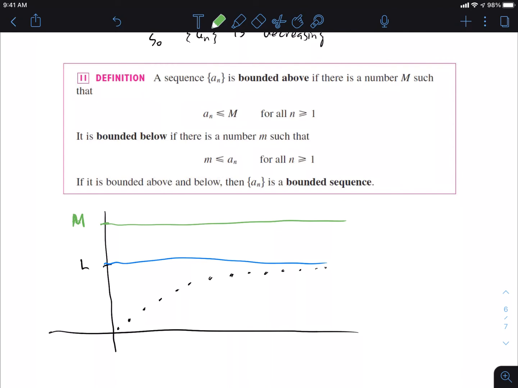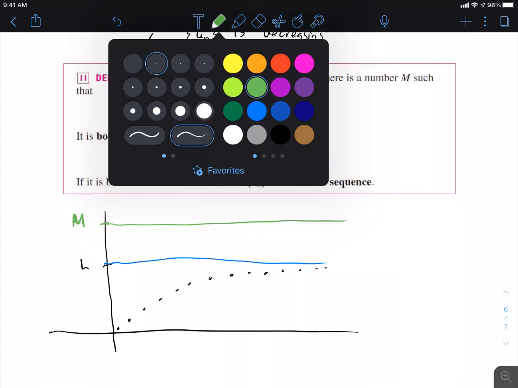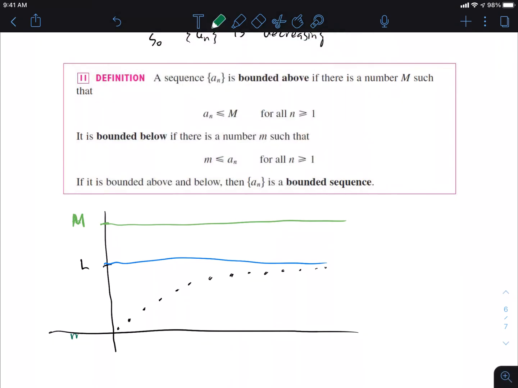Now, if it's bounded by both, let's say this function only went to that 0 and I made this my lowercase m at the x-axis. This would be bounded above and below. And so if it's bounded above and below, it's called a bounded sequence. And that's only when it's bounded above and below. All right, let me show you one last thing.